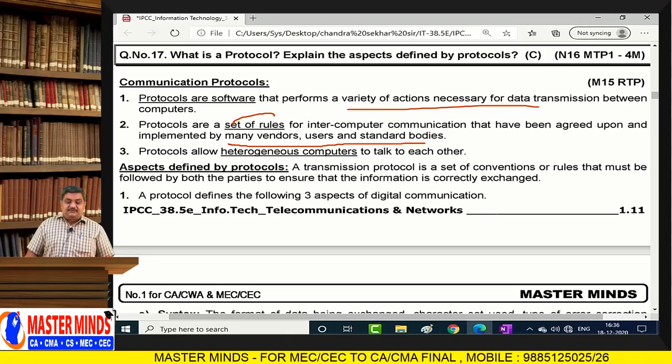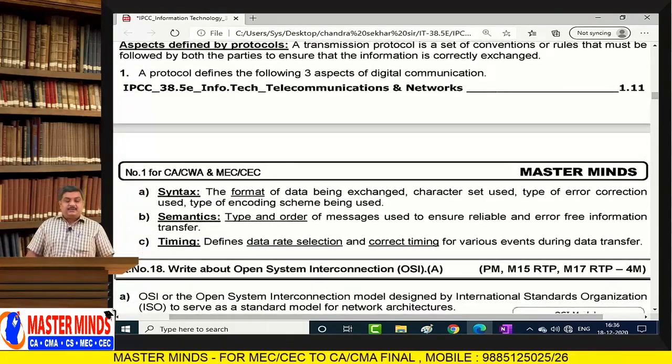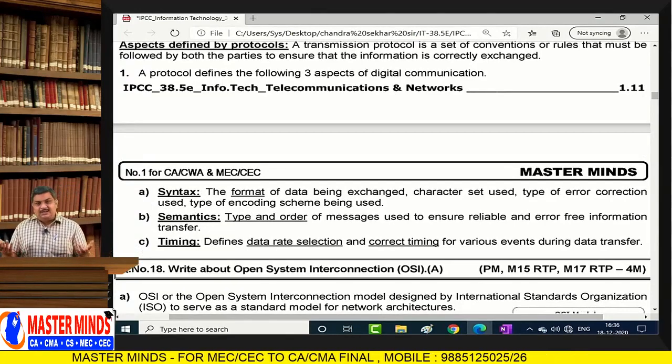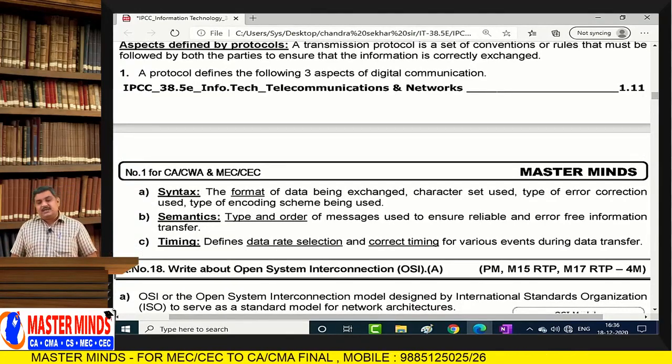Right. Aspects defined by protocols. That means a protocol, see, you need not learn about the aspects defined by protocols.